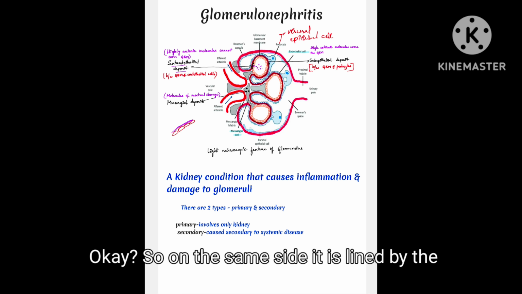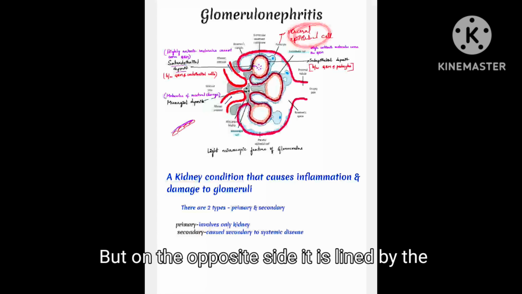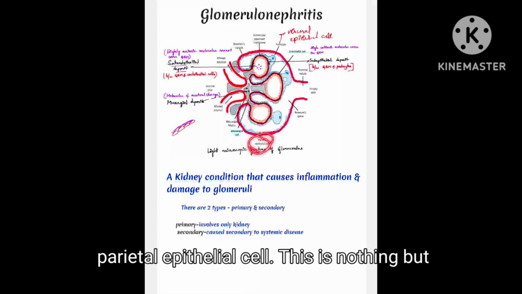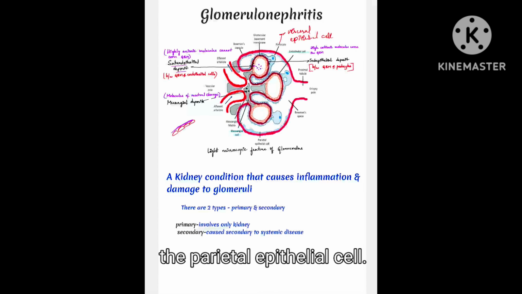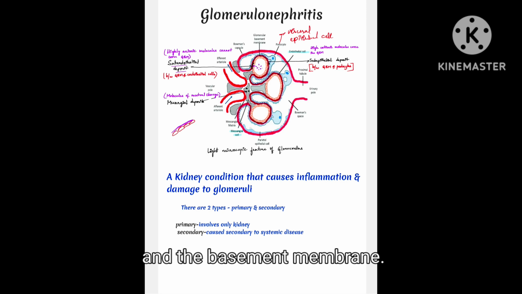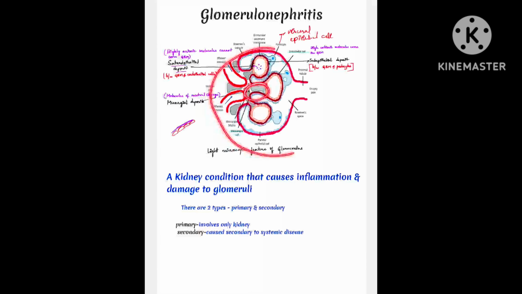Okay, so on the same side it is lined by the visceral epithelial cells, but on the opposite side it is lined by the parietal epithelial cell. This is nothing but the parietal epithelial cell. And the mesangium consists of mesangial cells and the basement membrane-like mesangial matrix and supports the entire glomerular tuft.